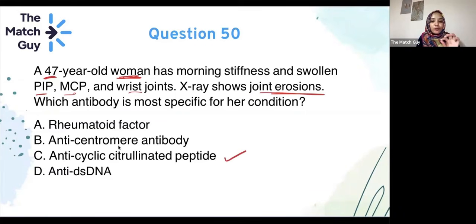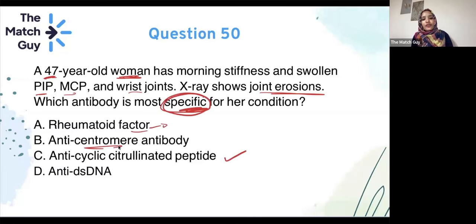This is where most people make a lot of silly mistakes. Take a close look at what the question is asking and then answer, right? Because everyone's going to say, oh, rheumatoid factor, that's it. But no one is looking at the question stem itself. So it's asking about specific. And rheumatoid factor, like we said, is sensitive.